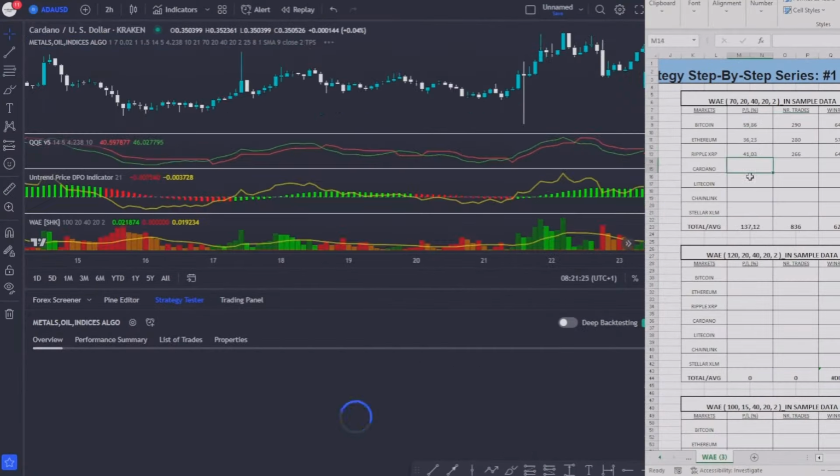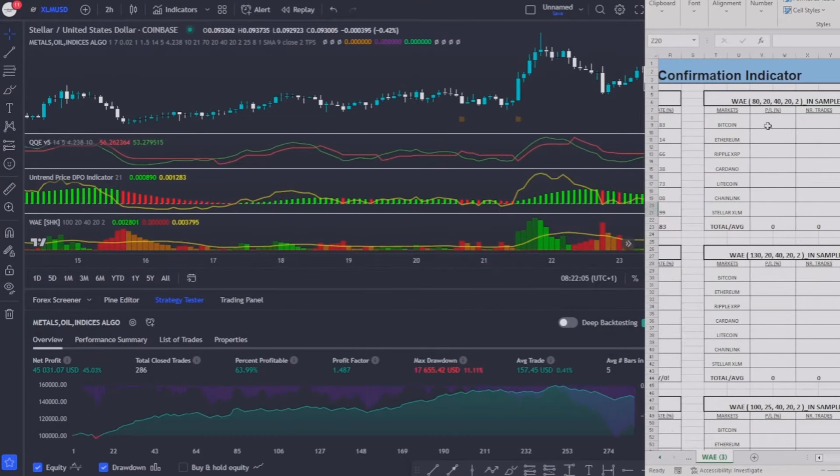I will try to carry out as many backtests as possible with different settings, and I will be right back to show you the results.